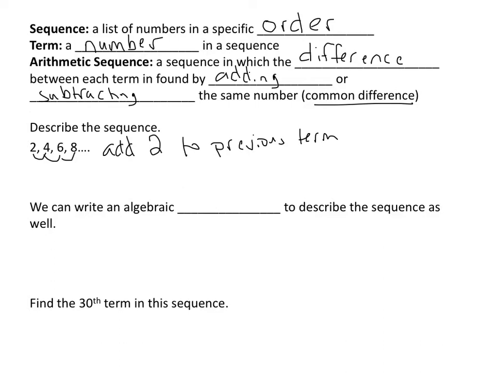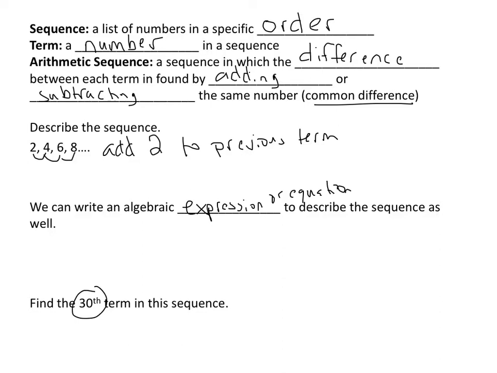We can also write an algebraic expression or equation to describe the sequences as well. And the reason that we would do that is when we're looking for situations where, like in this next example, we want to find the 30th term. Well, I know I personally don't want to sit there and add 2 a bunch of times to get to the 30th term.